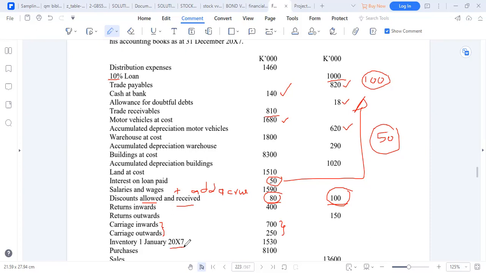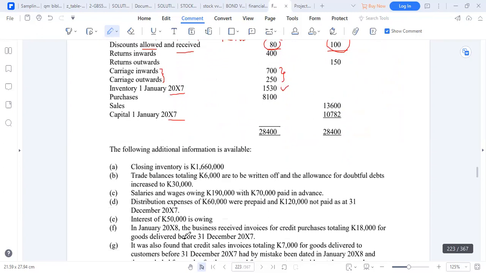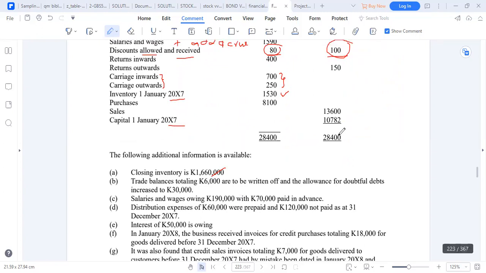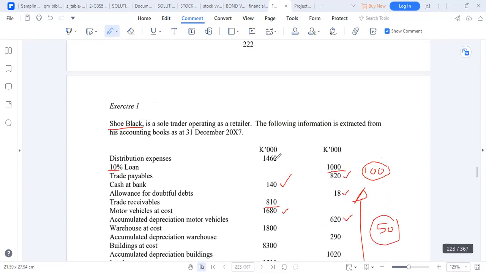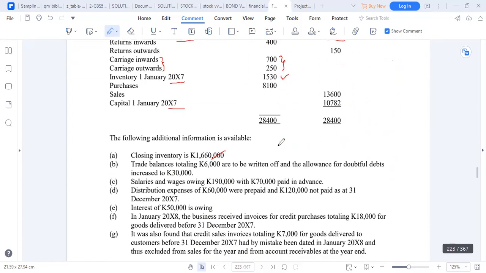Inventory, January 1. This is usually opening inventory. The closing inventory is always found in the adjustments. Purchases and sales, we know how to treat them. Our capital, we know how to treat it in the balance sheet. Then we're given adjustments here. Closing stock is 166. Take note of the zeros here. There are more here because they're not zeroed out. These ones here are zeroed out. So please, those mistakes cannot be made by you guys. So there's a 0. So we're looking at 1660 if we're using the books of accounts.